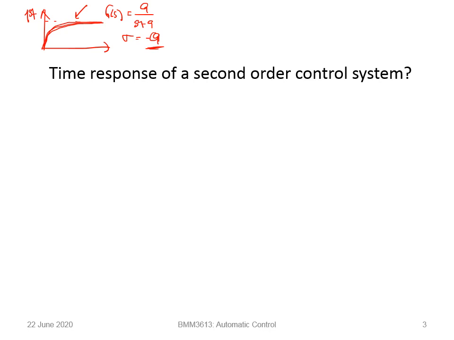So for example, we remember that if we want to find the time constant, Tc equals 1 over A.